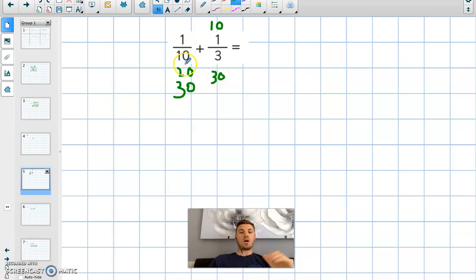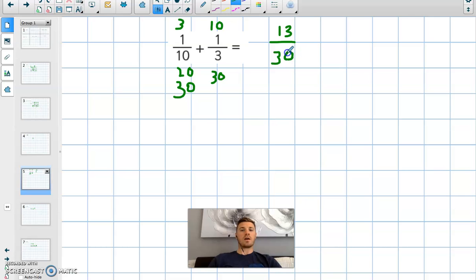For the 1 over 10, you've multiplied this 10 by 3. Whatever you do to the bottom, you've got to do to the top. So 1 multiplied by 3 is 3. So you're left with 3 30ths. Now you can add them together. Okay, so we add the numerators, 3 plus 10, which is 13. And the denominator always stays the same. So your answer is 13 over 30.